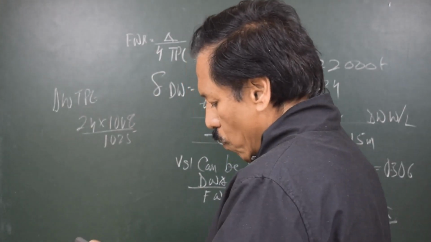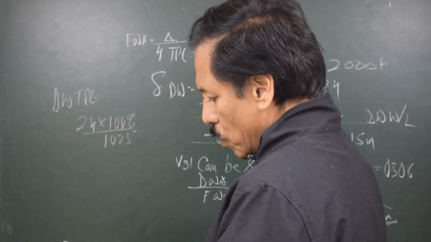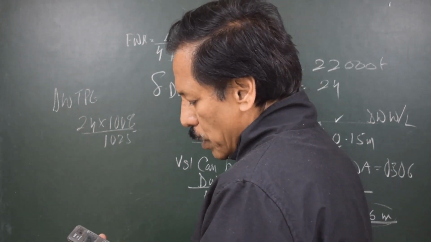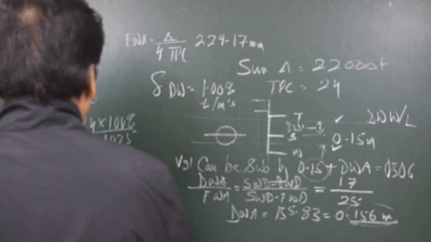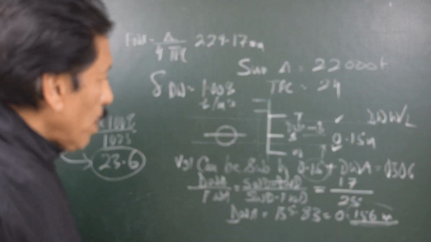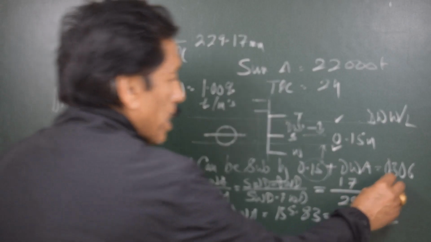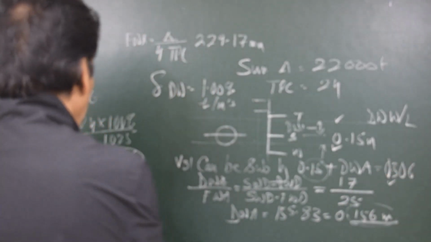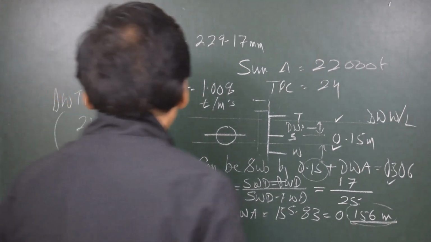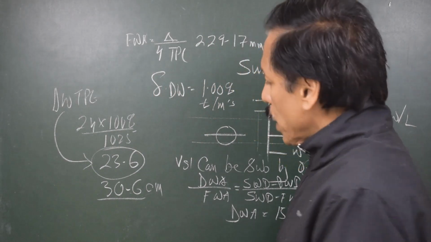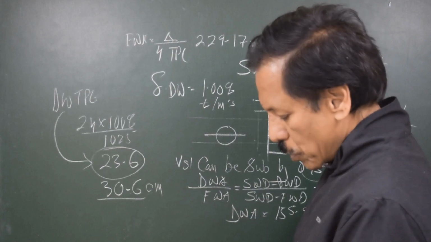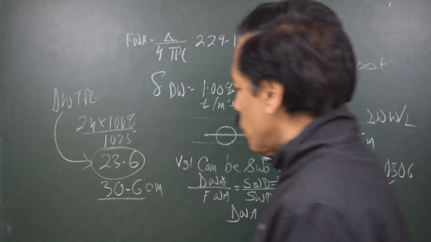So that gives me 24 into 1.008 divided by 1.025. That is 23.6. 23.6 is the dock water TPC. So we are allowed a submersion of 0.306, that is 30.6 centimeters, and dock water TPC is 23.6. So 23.6 multiplied by 30.6 gives me 722 tons.